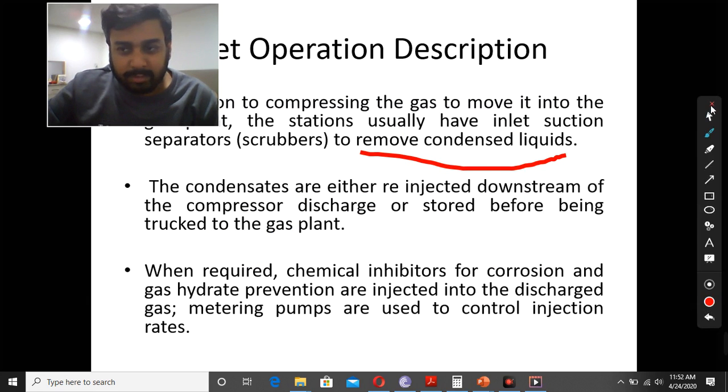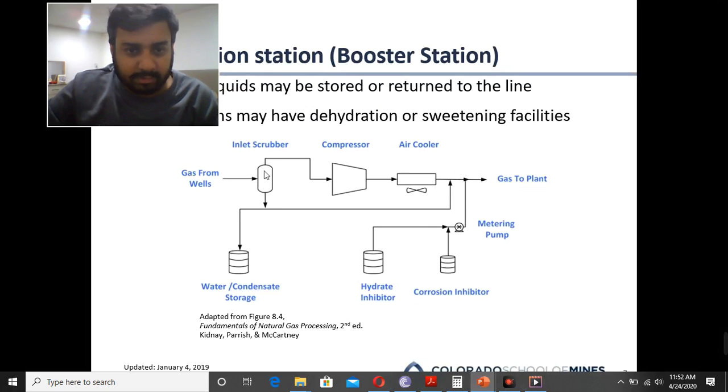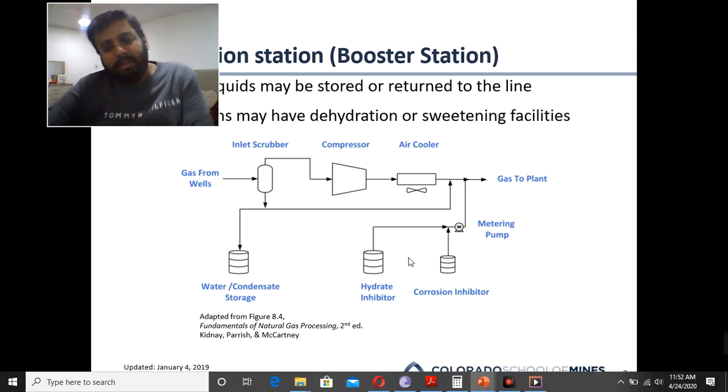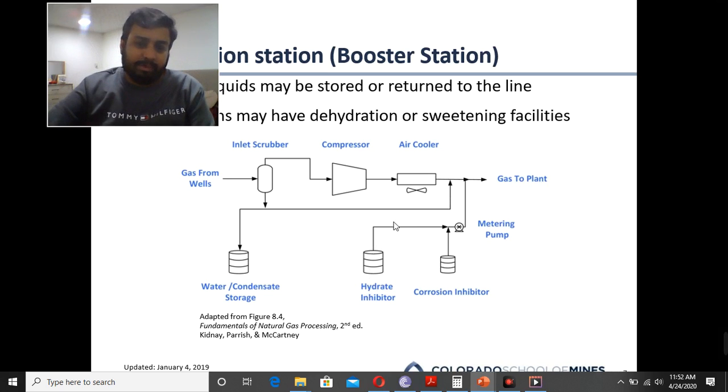Also for this plant, after the scrubbers, we compress the gas. We have a heat exchanger, because when you compress the gas, it generates lots of heat. So we can send this gas to the plant for further processing. At the same time, we put in the hydrate inhibitors and the corrosion inhibitors, and we have metering also at both sides. And sometimes we put the condensates back if needed.